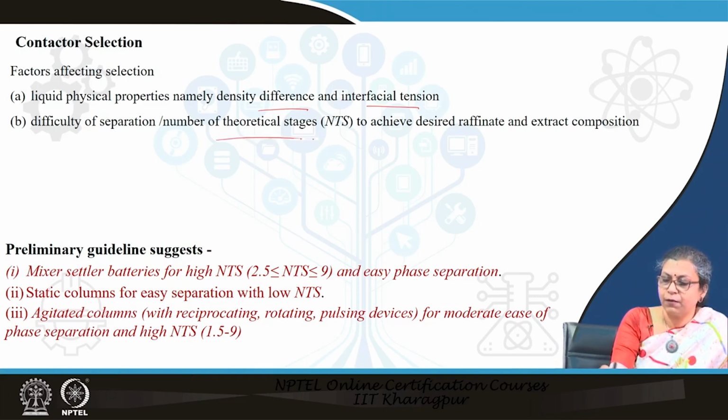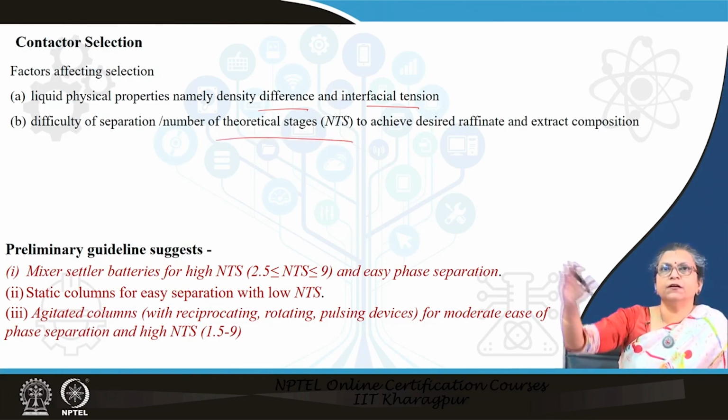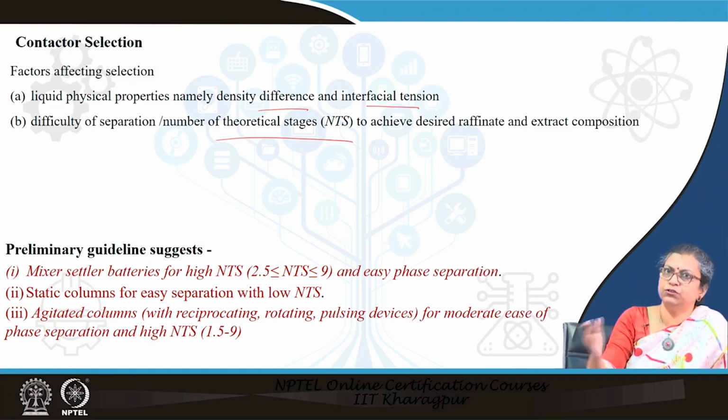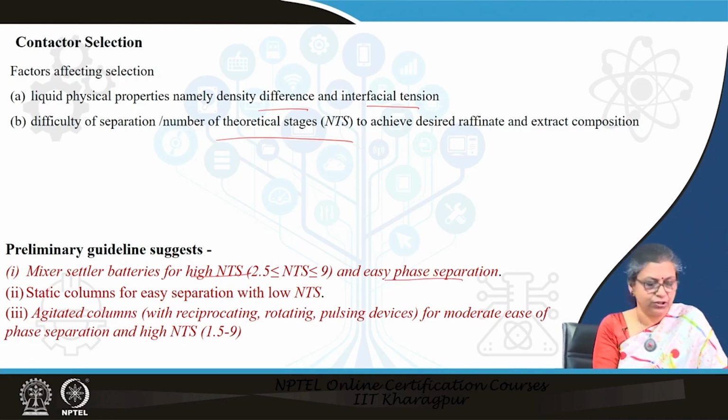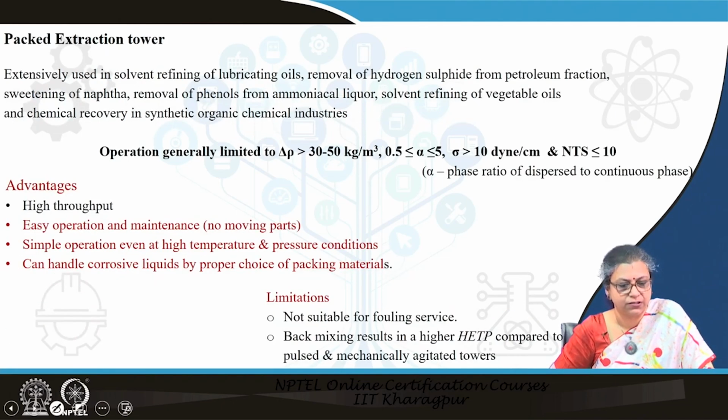And the other thing is the number of theoretical stages. When you need a large number of stages, we go for agitated columns. When you need a smaller number of stages, we go for static columns. Certain preliminary guidelines are provided here. For example, for a high number of stages and easy phase separation, mixer settler. Static columns, as I have already said, easy separation, low NTS. Agitated columns for moderate ease and high NTS. For this high NTS, we go for agitated columns. There are certain specific applications for which packed, sieve and RDCs are used.